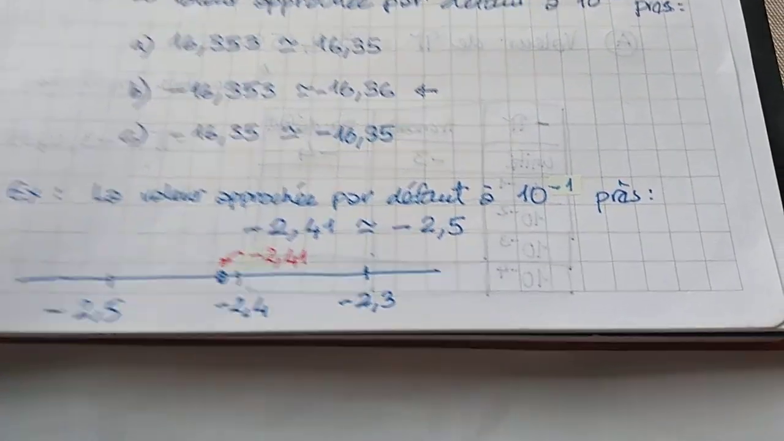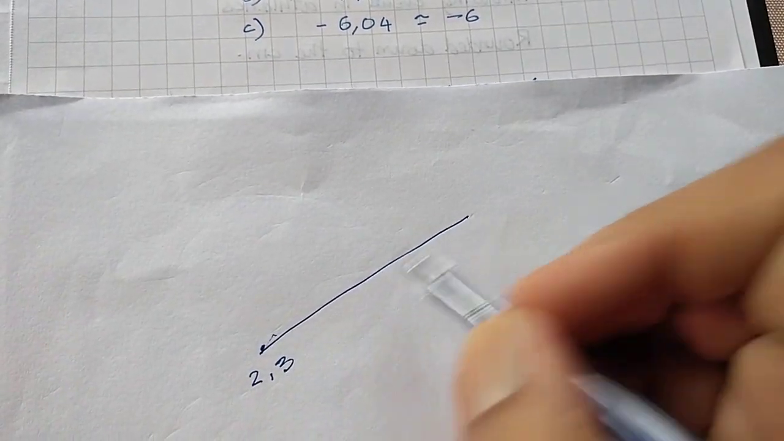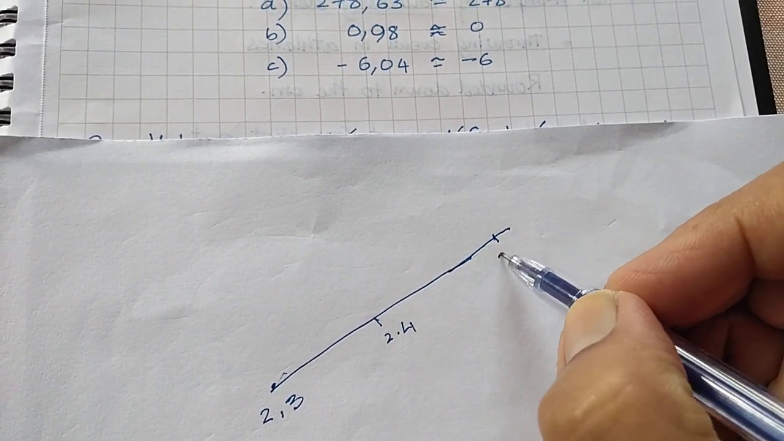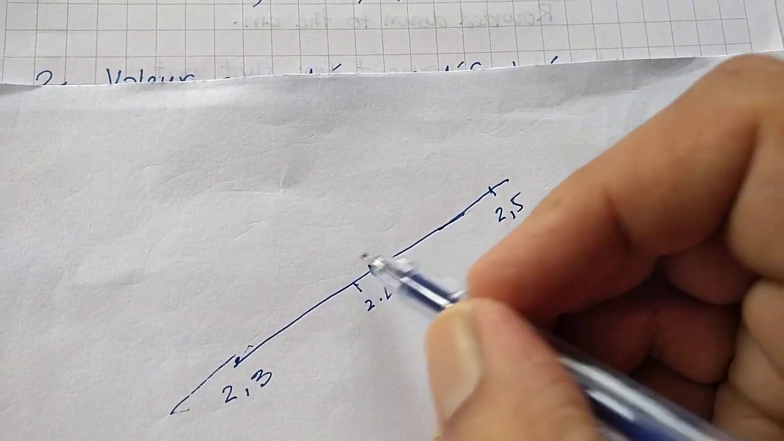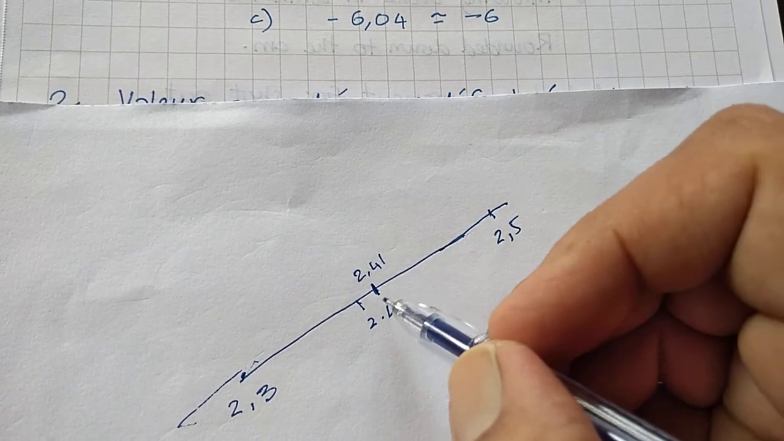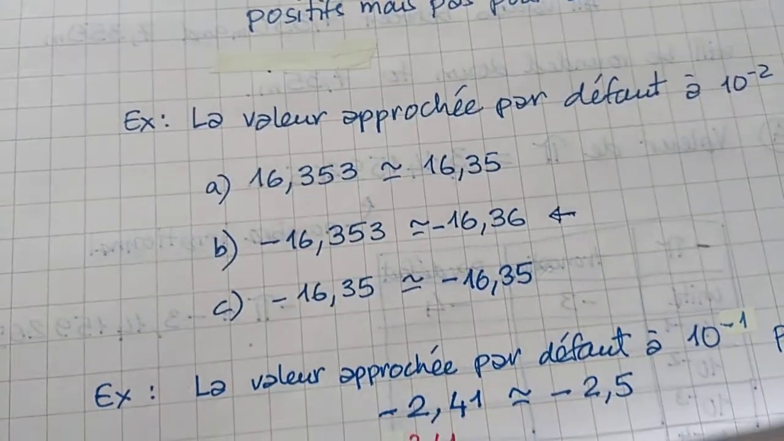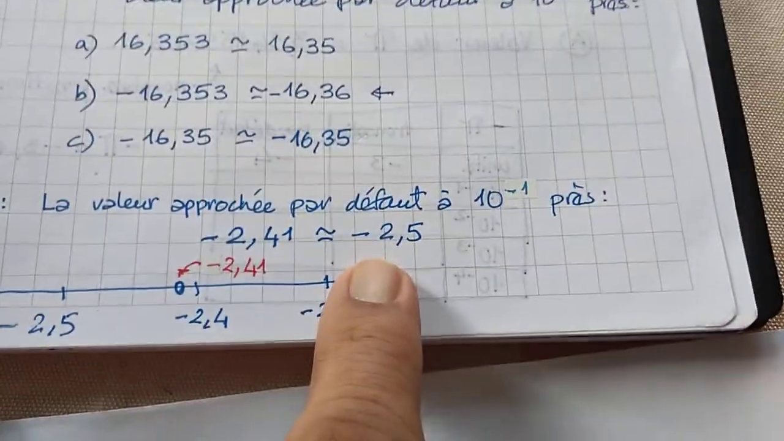Just remember this, because if it was, shall I draw it here? Okay, I'll draw it here. So if it was 2.3, 2.4, 2.5, now we are positive numbers, so this is going to the right, and 2.41 was here. So in taking the next smaller one, you always go to the left for the smaller one, you would have come to 2.4. Here you went to minus 2.5 because the numbers are negative, and the next smaller number to minus 2.41 is minus 2.5.